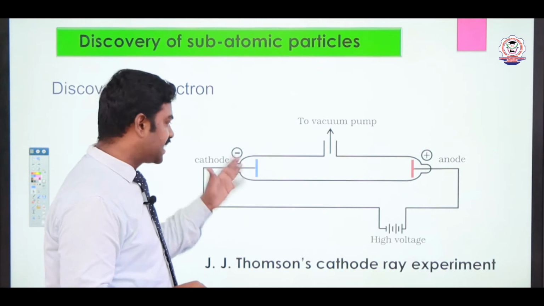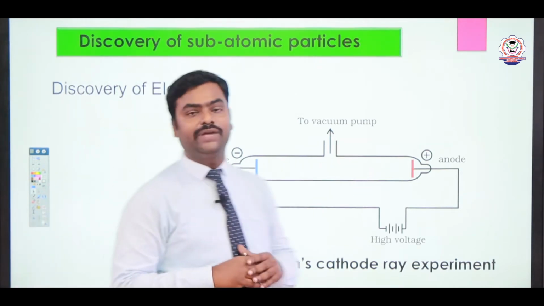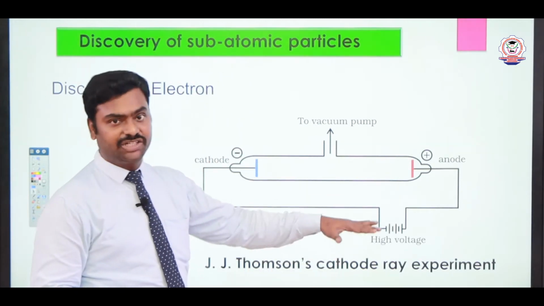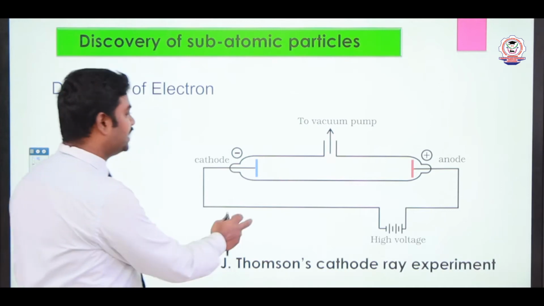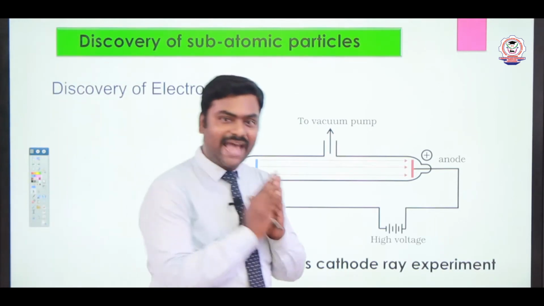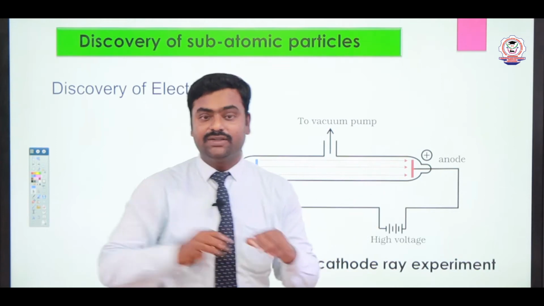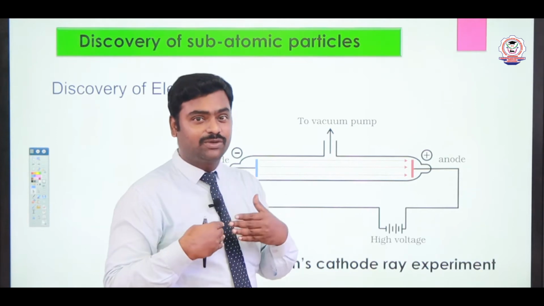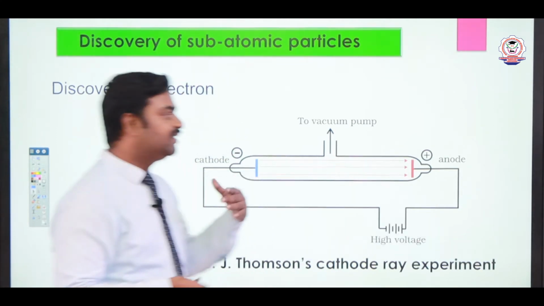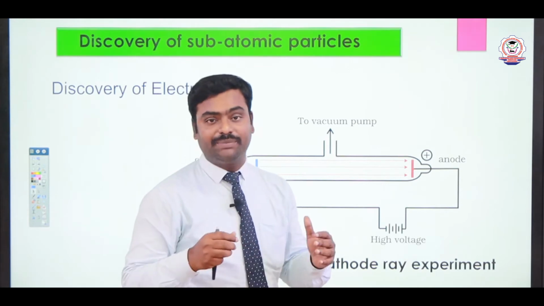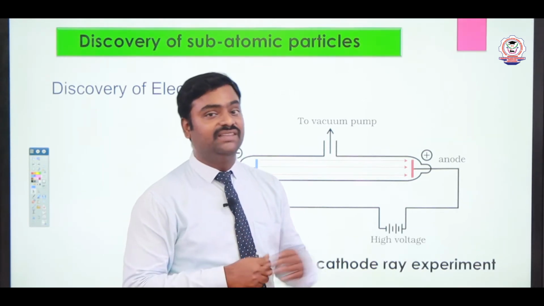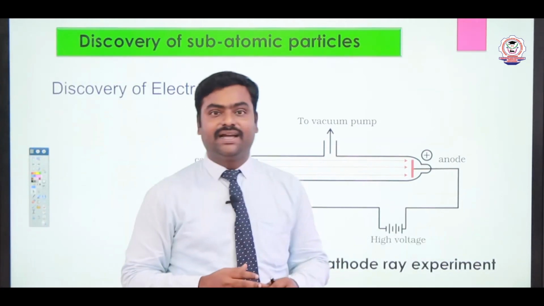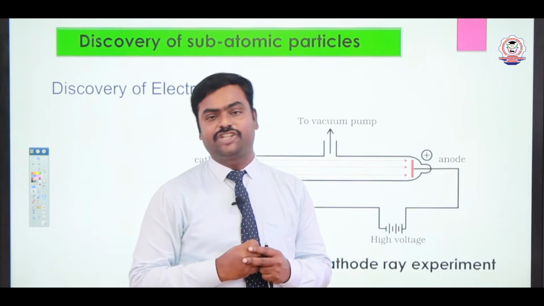Next, there is a cathode as well as an anode which is connected to a high voltage potential. When we apply high voltage in the discharge tube, what happens? Some kind of rays pass from cathode to anode. So this ray is called cathode ray, because it starts from the cathode and ends at the anode. The presence of cathode ray was found because of the glowing on the zinc sulfide screen. So this is the first step towards finding the structure of atom.